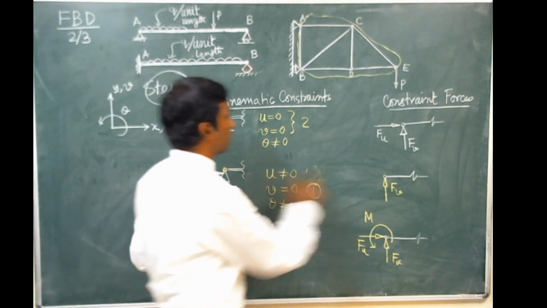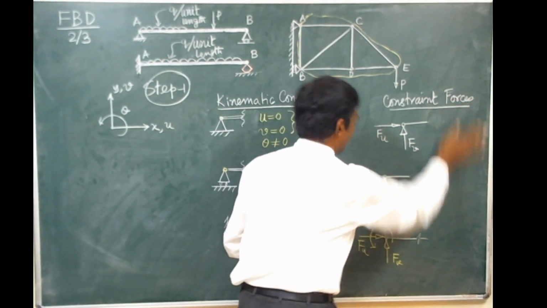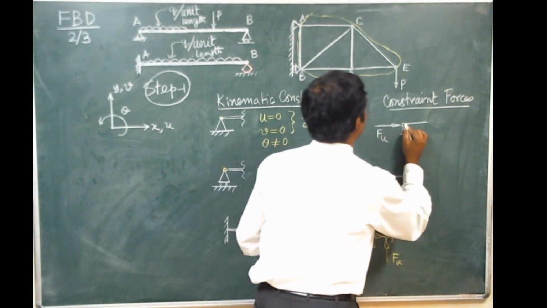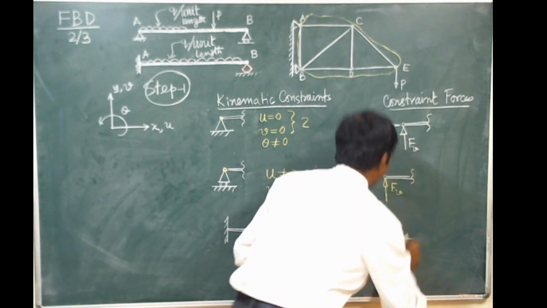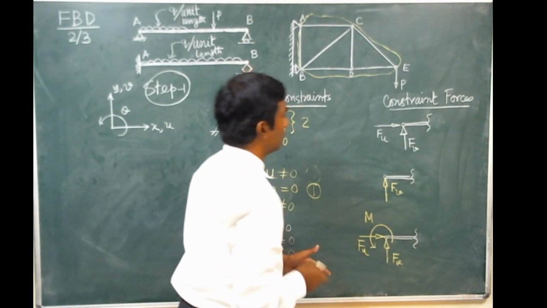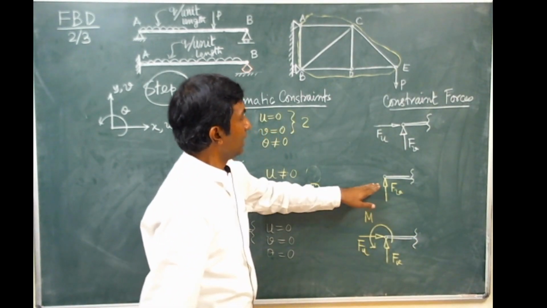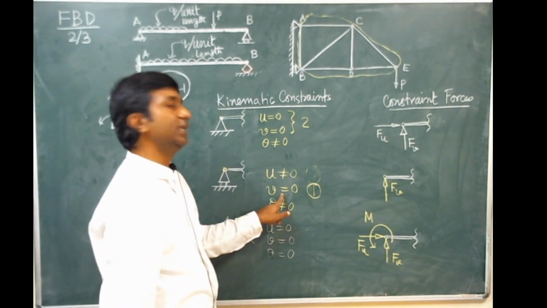So when you draw the free body diagram, you see there is a beam. Let me correct this diagram, making it consistent with the previous diagram. So what you need to apply is only one constraint force that corresponds to v equals 0.